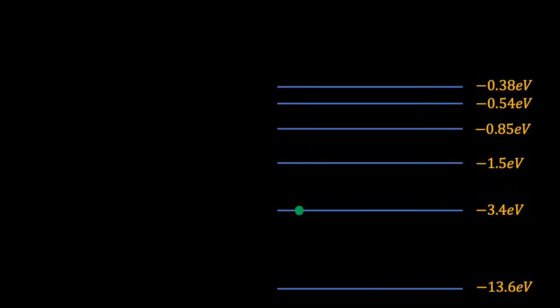Imagine that an electron in the ground state is excited to the n equals 2 energy level. When it de-excites and drops back down to the ground state, it will emit a photon. And as we know, the energy of a photon is given by the equation E equals hf, or E equals hc over lambda, where h is Planck's constant, c is the speed of light, and lambda is the wavelength. We can work out the energy of the emitted photon by calculating the difference in energy between the n equals 2 and n equals 1 level.